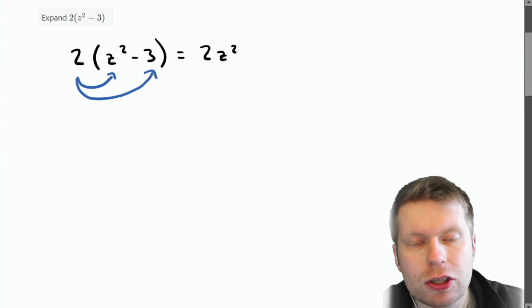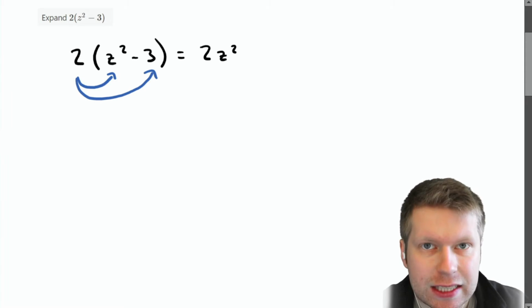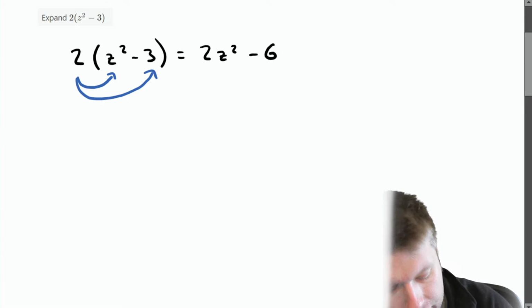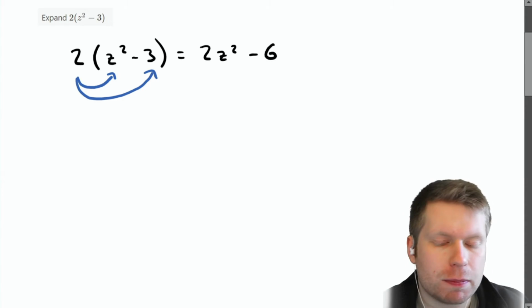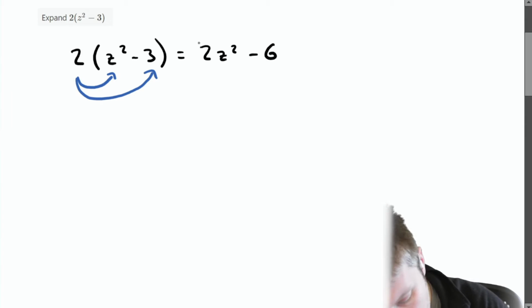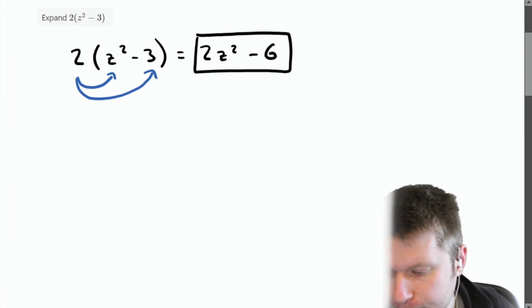And likewise, if I take the 2 and I multiply it by negative 3, that's going to give me negative 6. So asking to expand that, the final answer would be 2z squared minus 6.